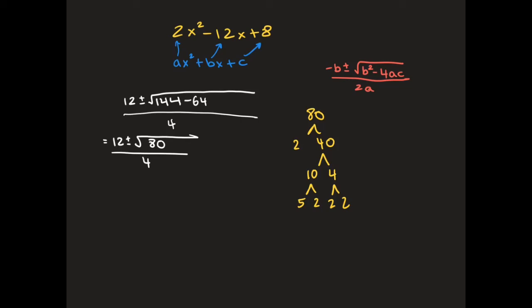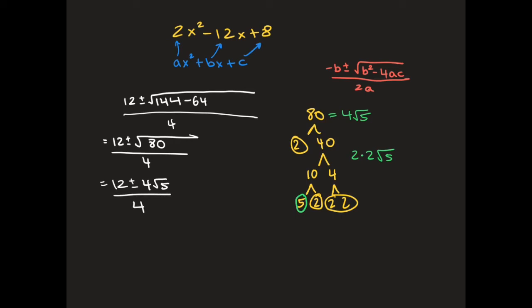Now, we group together the like numbers. So we find pairs of the same number. 2 and 2 pair together, and then we have a 2 here and a 2 there. And all we have left is a single 5. This means that we have 2 pairs of 2, so 2 times 2, square root 5. So that means 80 equals 2 times 2 is 4, square root 5. Now let's write that into our equation. This is equal to 12 plus or minus 4 square root 5, divided by 4.